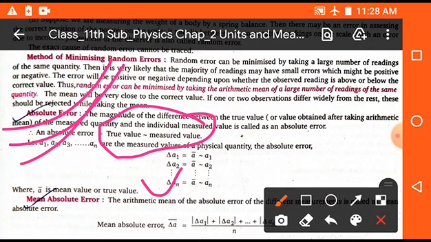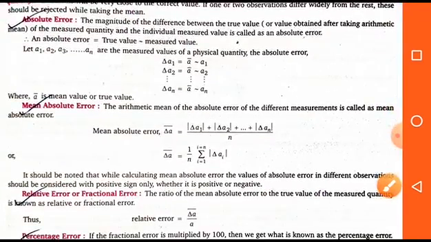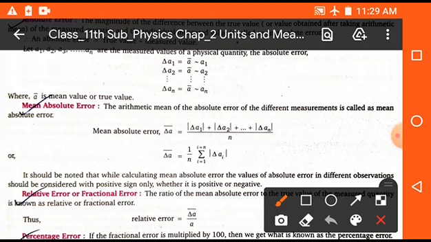Clear? So a bar is the mean value of the true value, meaning if we have a true value of an instrument and we take the experiment again and again, then first of all we will find the average value of the true value. Now mean absolute error. Students, mean absolute error is defined as the arithmetic mean of the absolute errors after different measurements, and it is represented by delta a bar. It is equal to mod of delta a1 plus mod of delta a2 and so on, upon n.